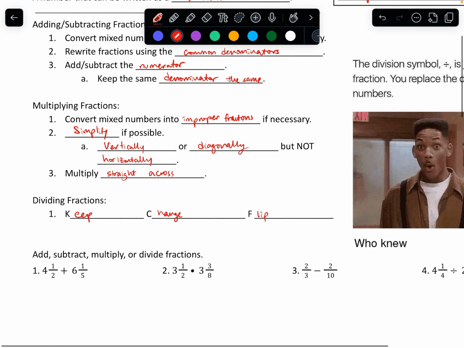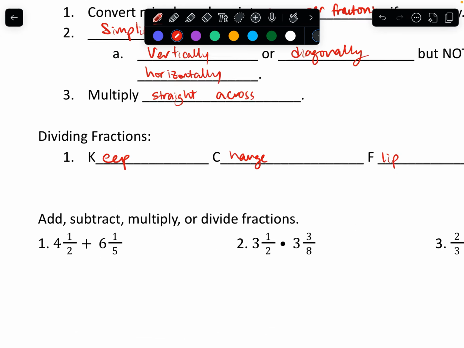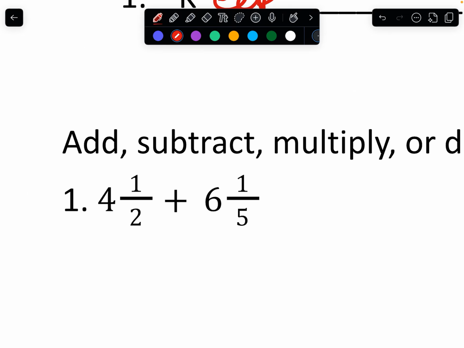So let's do a couple of examples here. I'll let you practice a little bit on your own. The first one is adding these two fractions up. Remember, if you have a mixed number, always convert it into an improper fraction first.